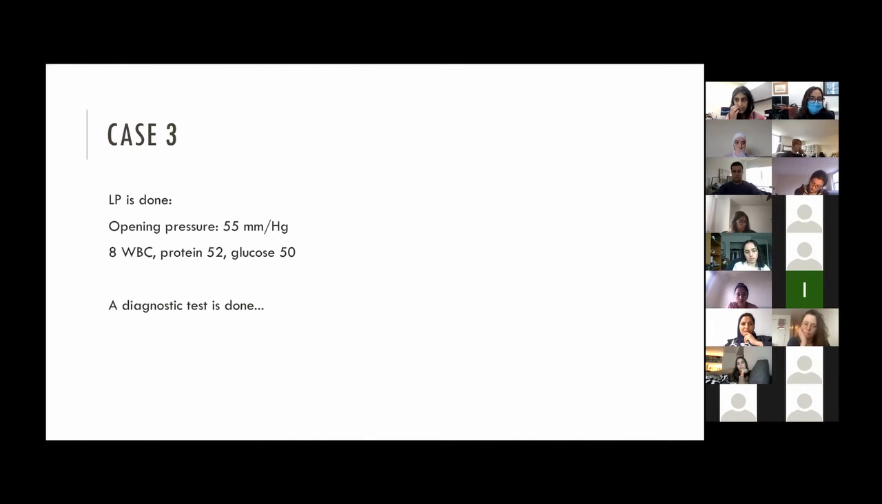An LP is done. The opening pressure is 55. He has 8 white cells in the LP, a slightly elevated protein. And there is a diagnostic test that is done.